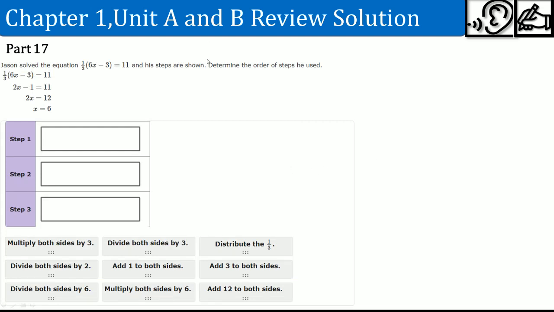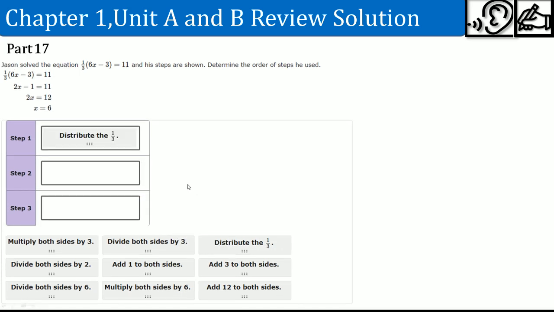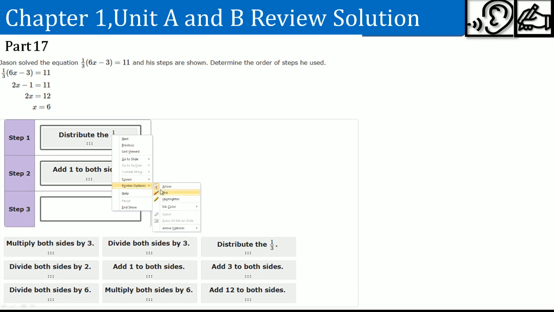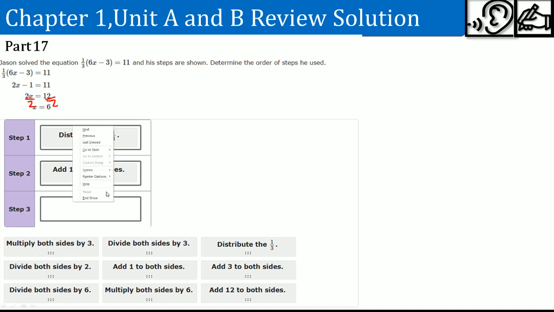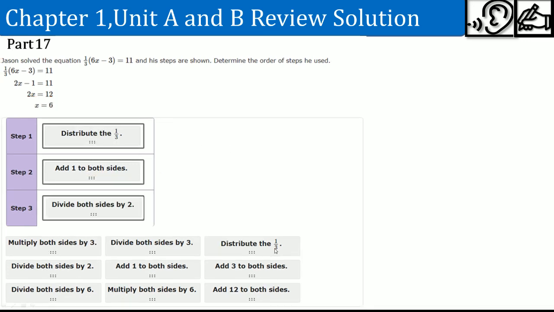Part 17. All right, Jason solves this equation, and the steps are below. What's the first step he did? He distributed the negative 3 into both terms right here. That times that, and that times that. That's how he got the new value. So the first step was to distribute the 1/3. Next, it looks like he added 1, because you're trying to get the variable on one side and the numbers on the other side. So that is adding 1 to both sides. Then lastly, the 2 is in front via multiplication, so you're going to divide by 2. That gets you your answer of 6. All right, there you go. That's actually it.